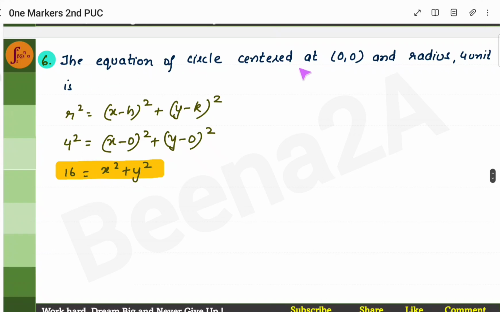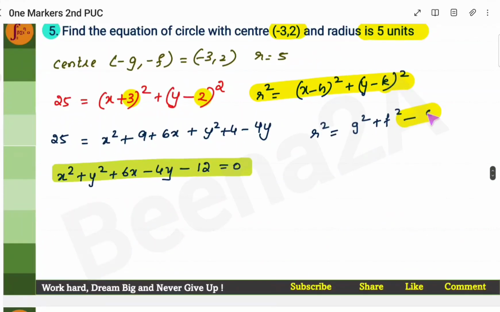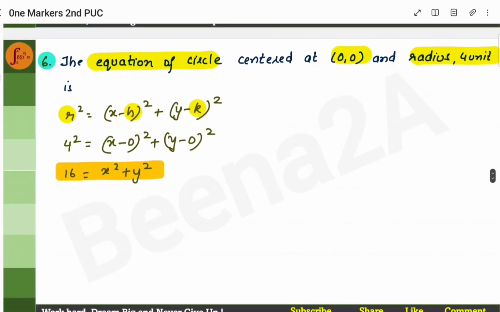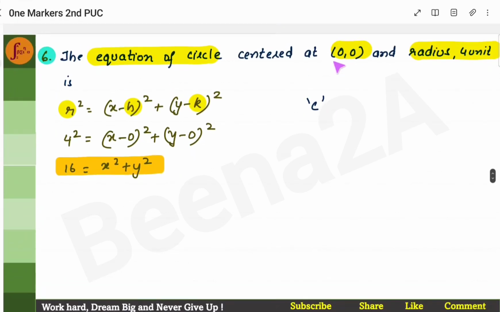Next one. The equation of circle centered at 0, 0. Radius is 4 units. Now I need to find the equation. Radius is there. Center is there. Right? I can use this. Now I can't use this g, f formula, because I don't know what the c value is. So I'll have to rely on this formula. Whenever c is not known, and since the coordinate is given and radius is given, then use this formula. This is the clue, because this h and k represent the coordinate. So you put 0 for h, 0 for k, and you get the equation.